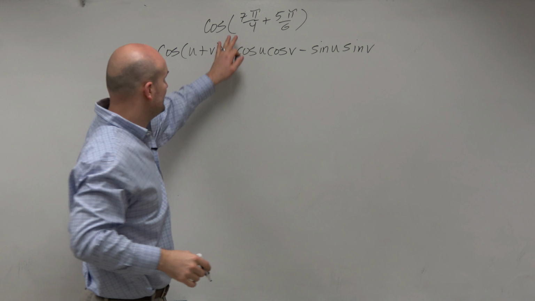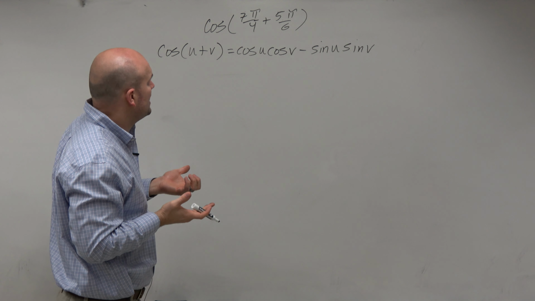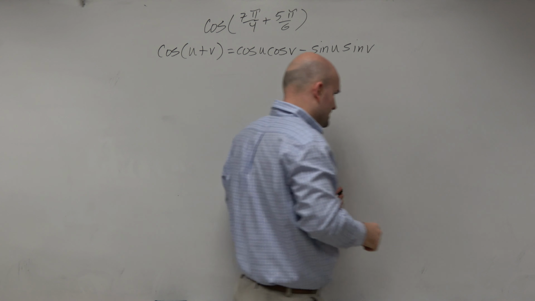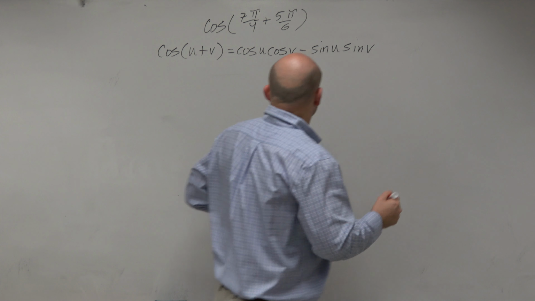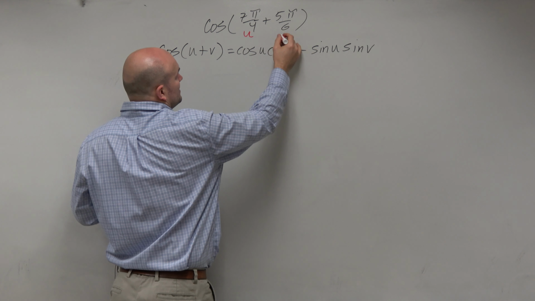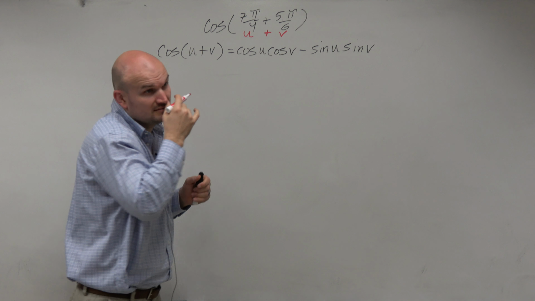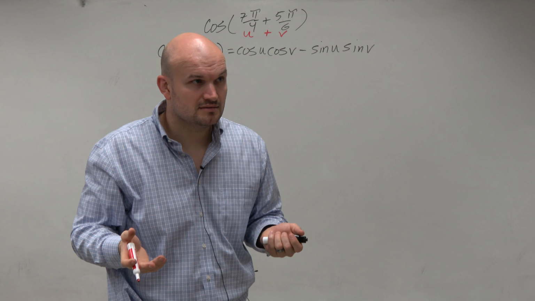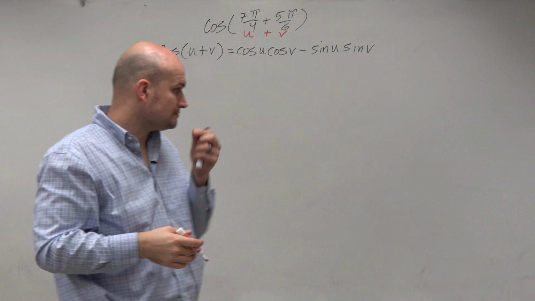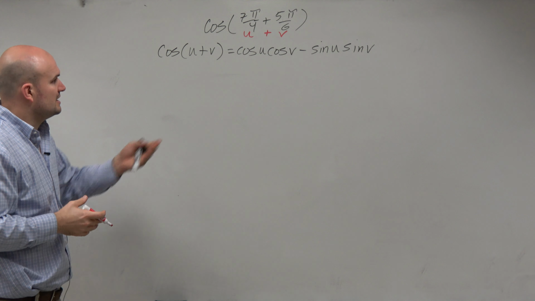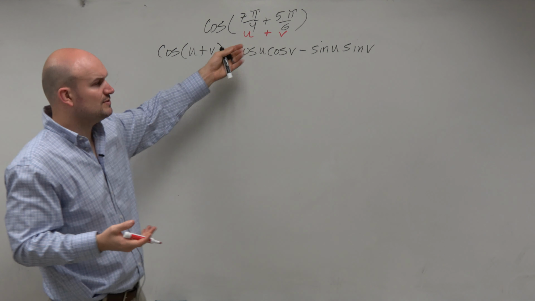Now, wouldn't you guys agree we can kind of think of this as our u and this as our v? Yes? No? Yeah? OK. It's kind of like this cosine of u plus v. You're just adding the two angles.